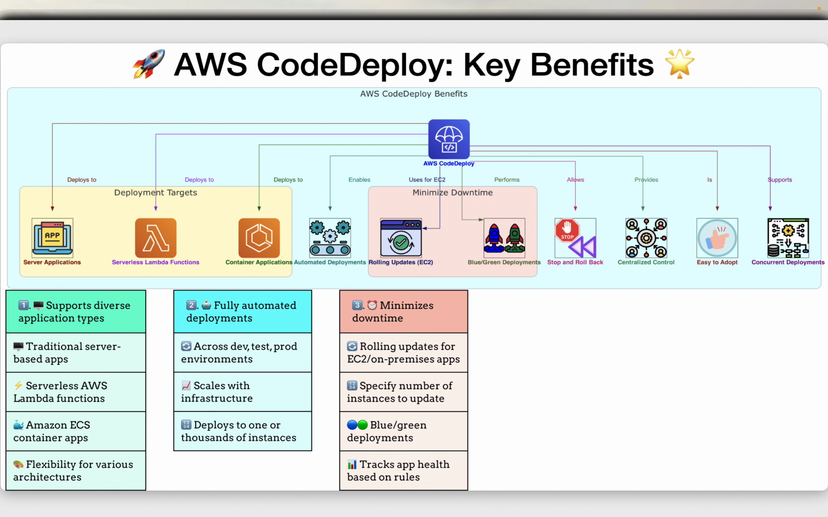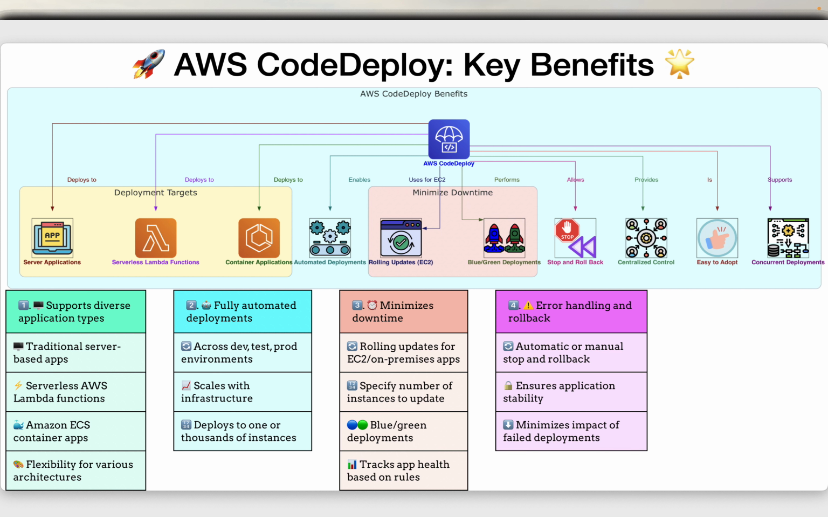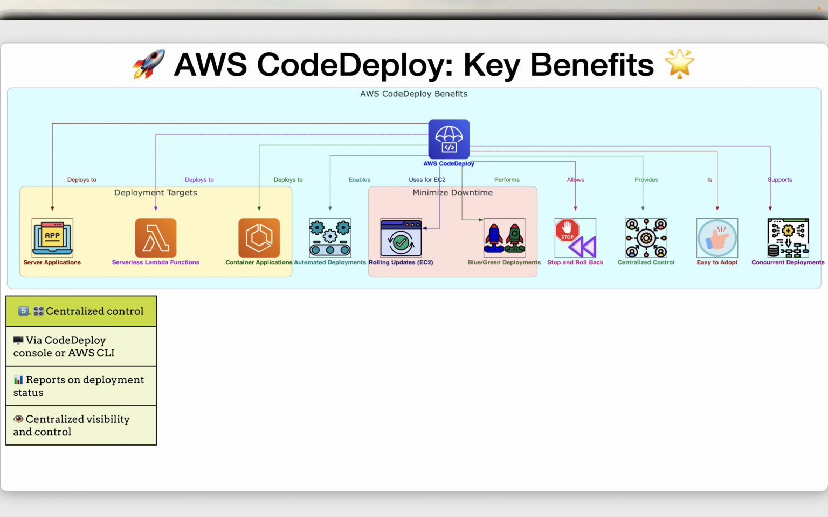Blue-green deployment installs the latest revision on replacement instances, rerouting traffic when needed. CodeDeploy tracks application health based on configurable rules. If an error occurs during deployments, you can automatically or manually stop and roll back the deployment, ensuring application stability and minimizing the impact of failed deployments. You can launch and track deployment status through the CodeDeploy console or AWS CLI, receiving reports on when each application revision was deployed and to which EC2 instances, providing centralized visibility and control.